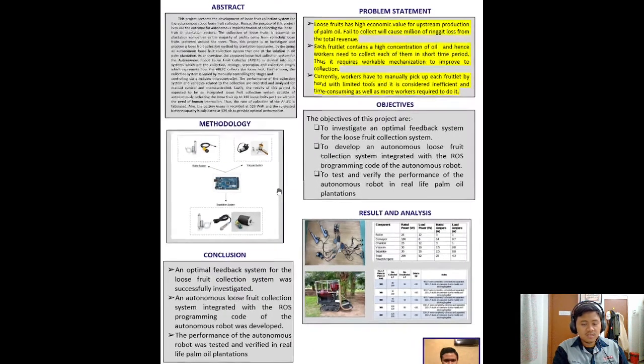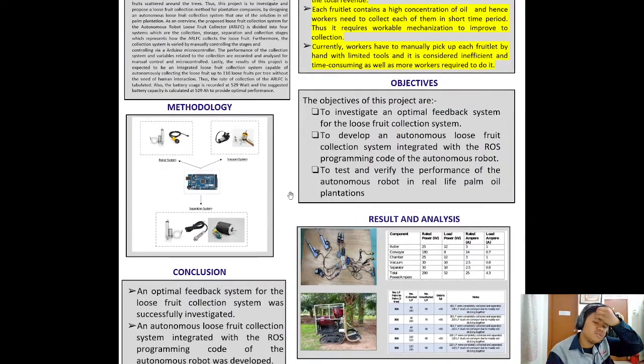For the methodology, here we have a block diagram of the loose fruit collection system, where the brain of it all is the Arduino Mega 2560, which powers three systems: the roller system, vacuum system, and separation system. The roller system's main role is to collect the loose fruits scattered across the ground. How does it do that? It uses linear actuators and digital infrared sensors, or IR sensors. The autonomous robot currently uses two IR sensors and one linear actuator for the roller system.